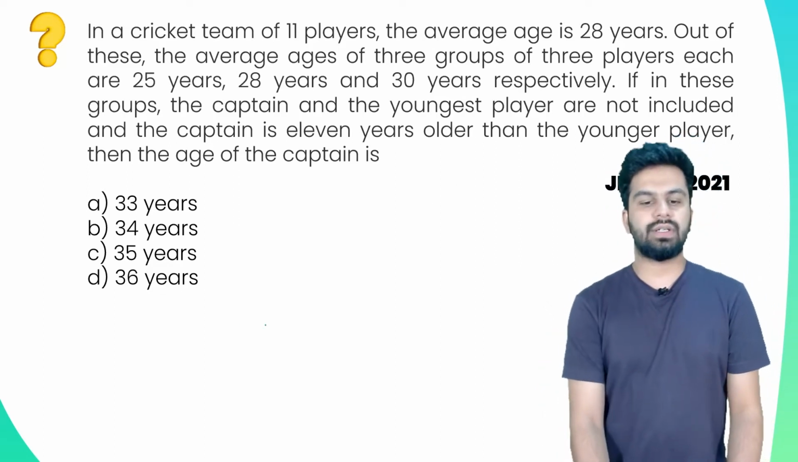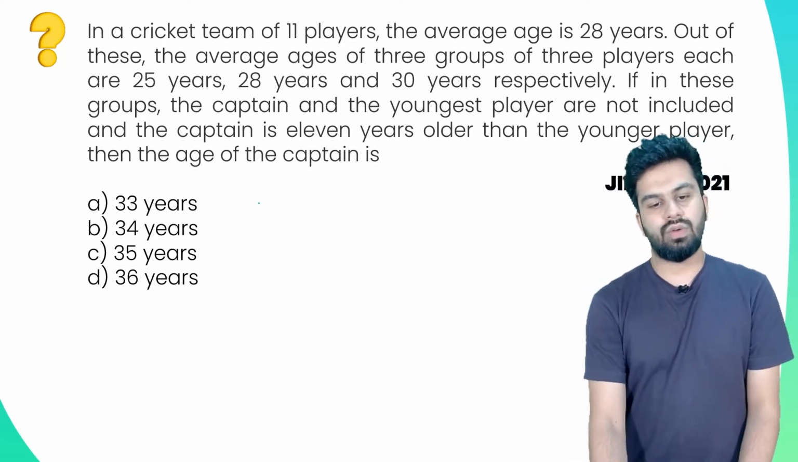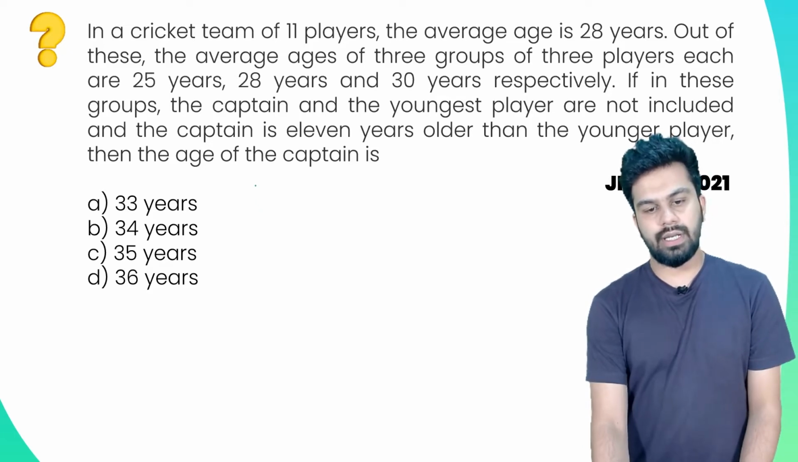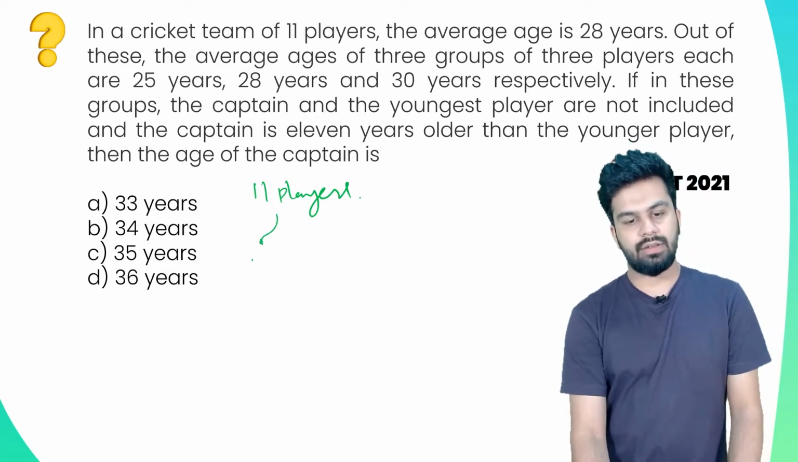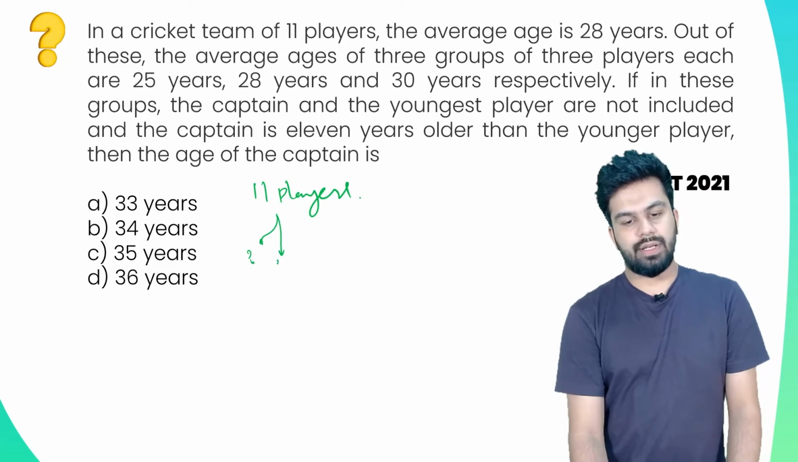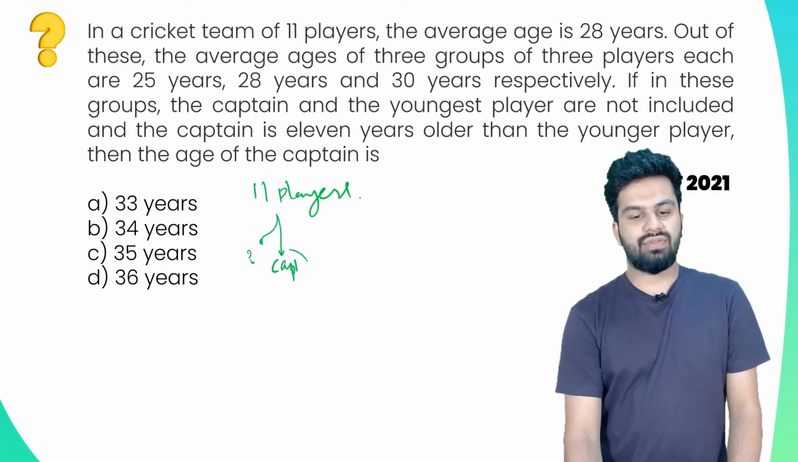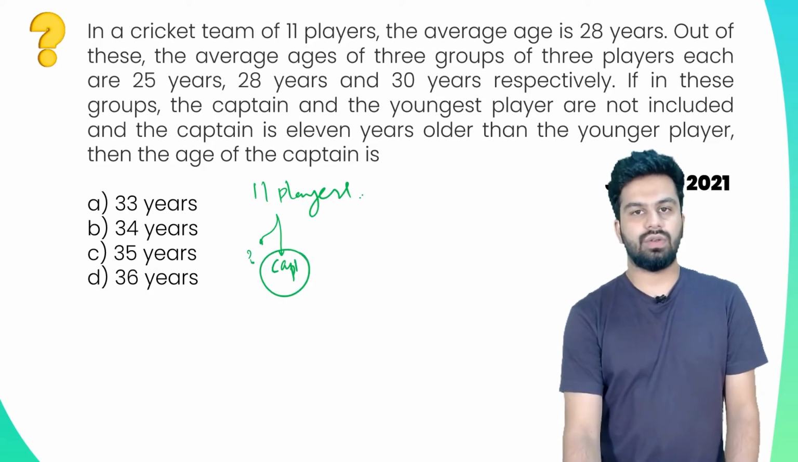So we are given the cricket team is having 11 players and we don't know the age of the youngest player and we don't know the age of the cricket team captain. Okay, we are asked to find the age of the captain. So what other data is given in this question to solve this?